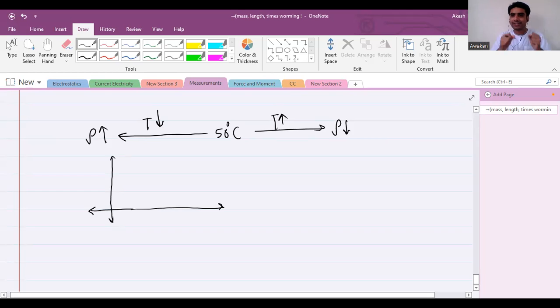Actually, the vibrational energy which they have, if you cool it, becomes less, and therefore they shrink or contract. And if you heat it, their vibrational energy increases, so their volume also increases. Got it?